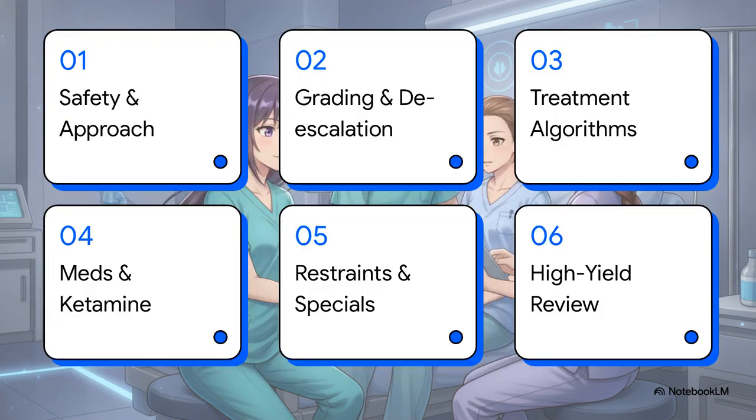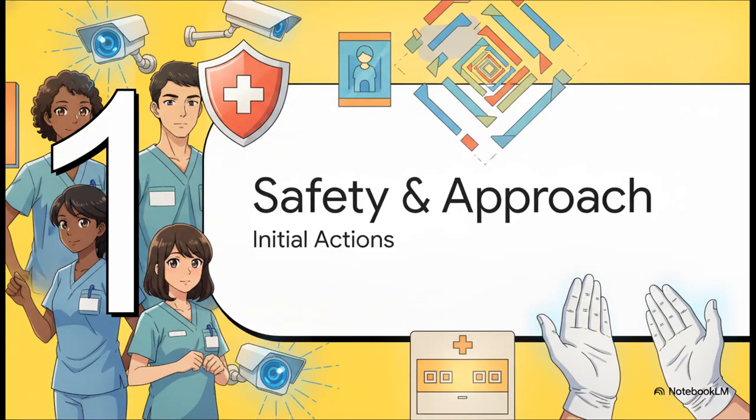To help you master all this dense textbook info and reduce your cognitive load, here's a roadmap. We'll hit safety and initial approach, grading and verbal de-escalation, the treatment algorithms, antipsychotics and ketamine breakdown, restraints and special populations, and finally, a high-yield exam review. Let's jump right in. Section 1, Safety and Initial Approach.